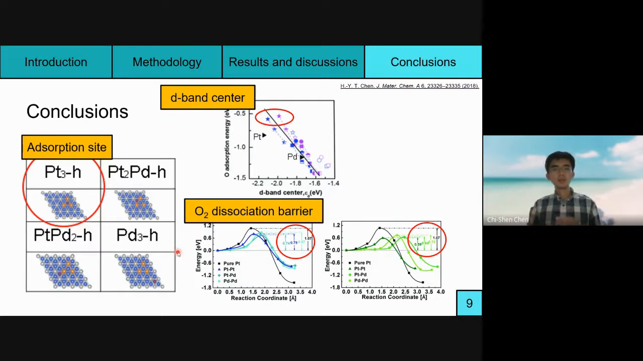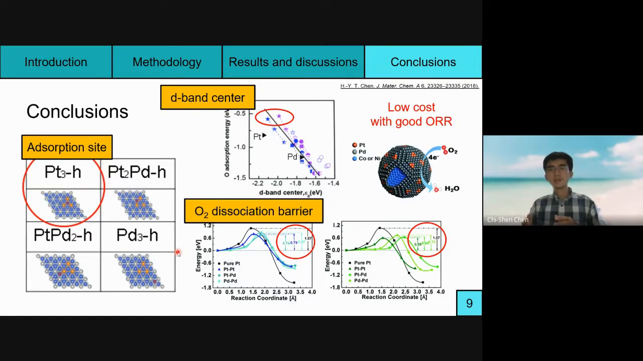Here is a conclusion for the first part. We investigated into the absorption sites, D-band center, and oxygen dissociation barrier, and find that indeed the core shell nanoparticles structure can enhance the ORR performance while lowering the cost.